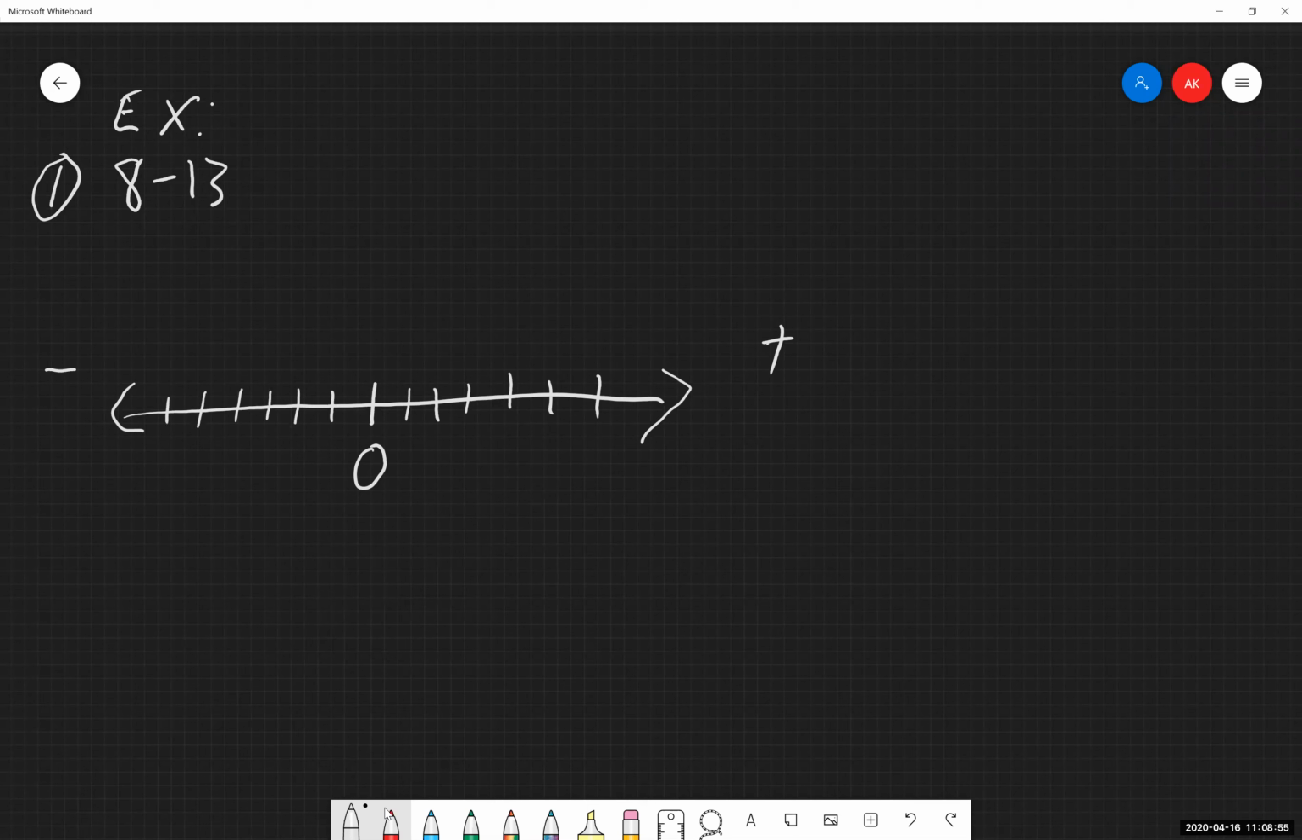Now I am going to scale my axes by 2s because I don't want to have to write a huge, long list of things. So I'm going to go 2, 4, 6, 8, 10, 12, negative 6, and negative 12. So we have our number line set up. We have a 0, the positive direction, the negative direction, and everything scaled. So it's going by 2s, you can see.